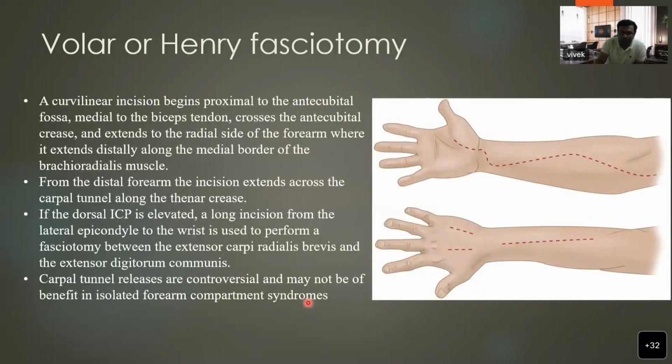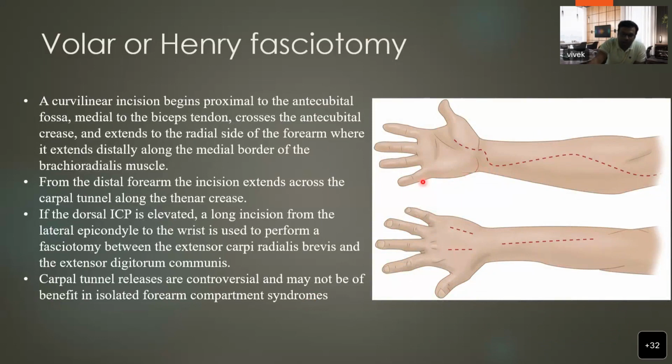Volar fasciotomy, also known as Henry fasciotomy, uses a curvilinear incision that begins proximal to the antecubital fossa, medial to the biceps tendon, crosses the antecubital crease, and extends towards the radial side of the forearm. It extends distally along the medial border of the brachioradialis muscle. It can be extended over the carpal tunnel along the thenar crease as well.